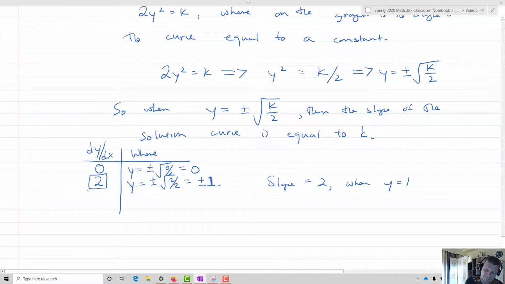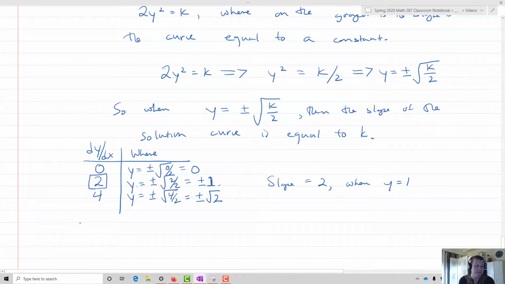We could look at, say, for example, 4. And so when the slope is equal to 4, so k equals 4, then y equals plus or minus the square root of 4 over 2, which is equal to plus or minus the square root of 2. And this just tells me where the slopes have these constant values.